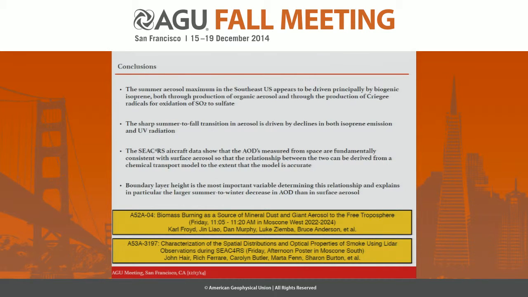Sure, no, and that's a great point. We do think that there is some underestimate in our hydrogen peroxide production. But even if we were to double our hydrogen peroxide production, we would not be able to match the sulfate burdens in the Southeast US. So we think there is, if not the Criegee intermediates, something that has the same spatial and temporal location at the surface that matches Criegee production.